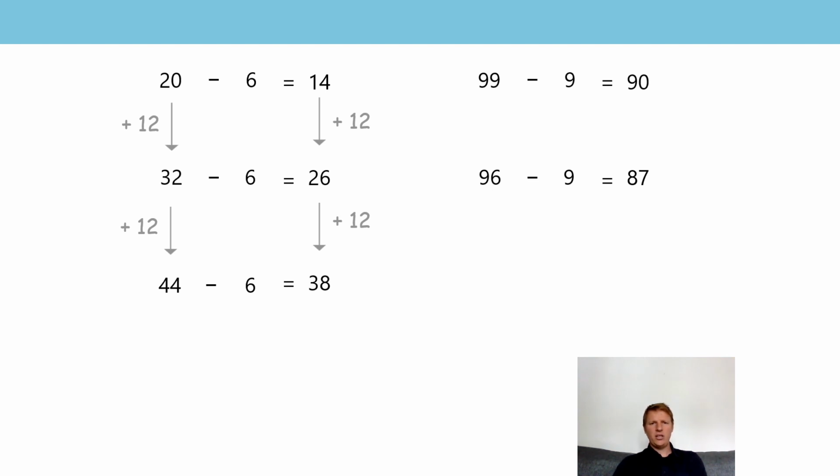Has my minuend changed? Yep. Has it increased or decreased? It's decreased. It's decreased by 3. What about my subtrahend? Has that changed? Nope, stayed the same. What about my difference? Has that changed? Yeah, that's decreased by 3 as well. One more. 93 subtract 9 is equal to 84. What's happened to my minuend? Say it with me. It's decreased by 3. My subtrahend has stayed the same. My difference has also decreased by 3.